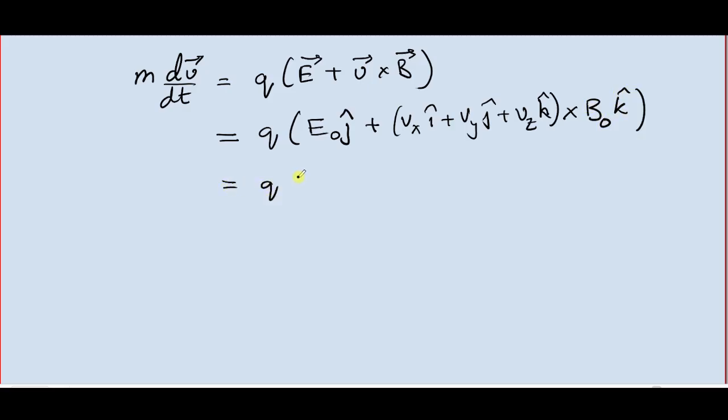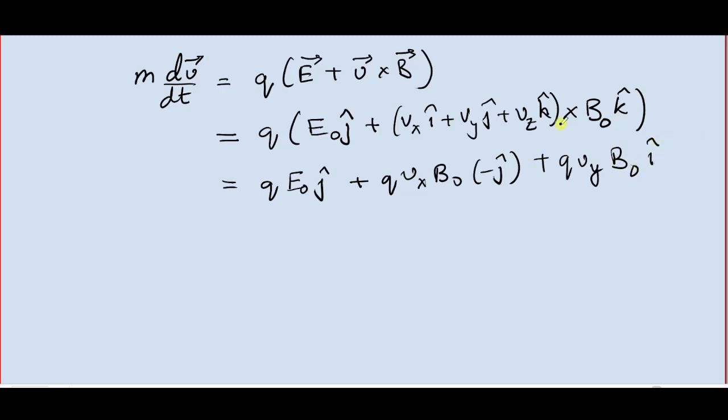Now, this gives us the following: Vx B0 times i cross k, and i cross k is minus j. q Vy B0 j cross k, and that's i. And k cross k of course is 0, so there is no further term. So what we have is that the force can be written down in terms of its components as q Vy B0 i plus q into (E0 minus Vx B0) j.